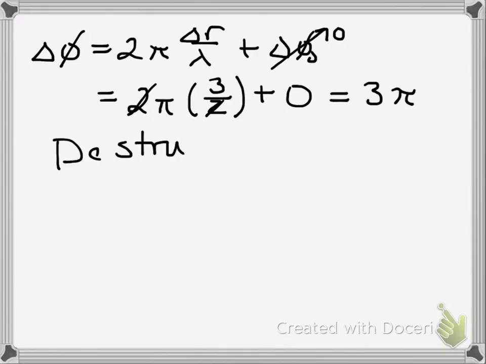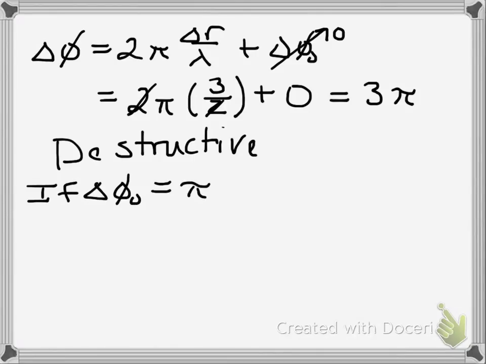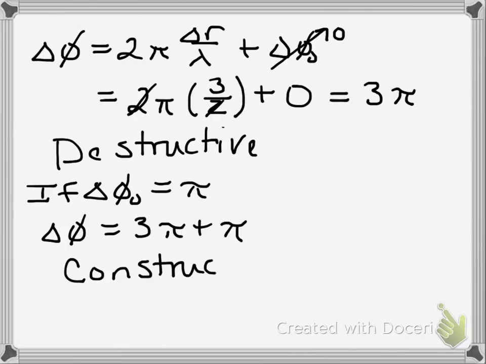Since we are talking about identical sources, you also could have seen this just from the path length difference as well. So if our inherent phase difference was pi, meaning these sources were out of phase, then our phase difference would be the 3 pi that we got from the path length plus that inherent phase difference of another pi, which would give us 4 pi, which is an even multiple of pi, which means you'd be talking about constructive interference.